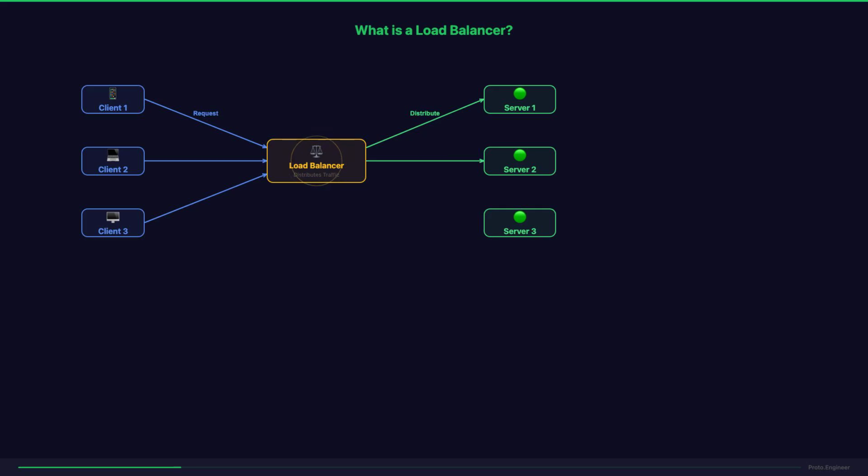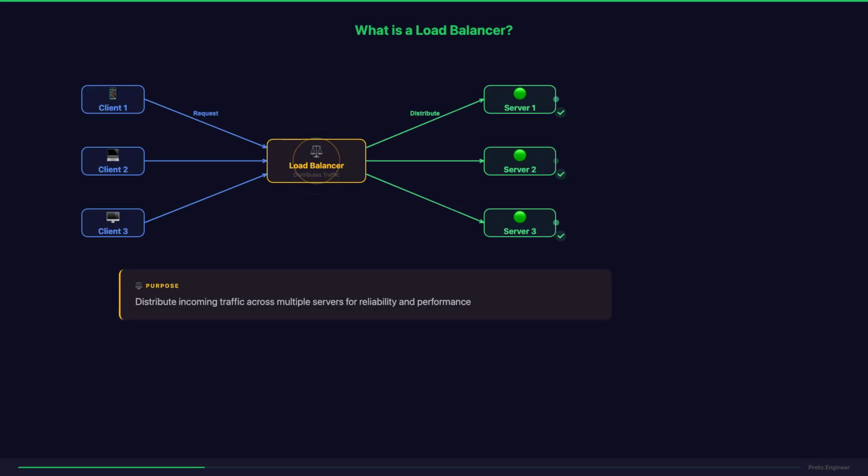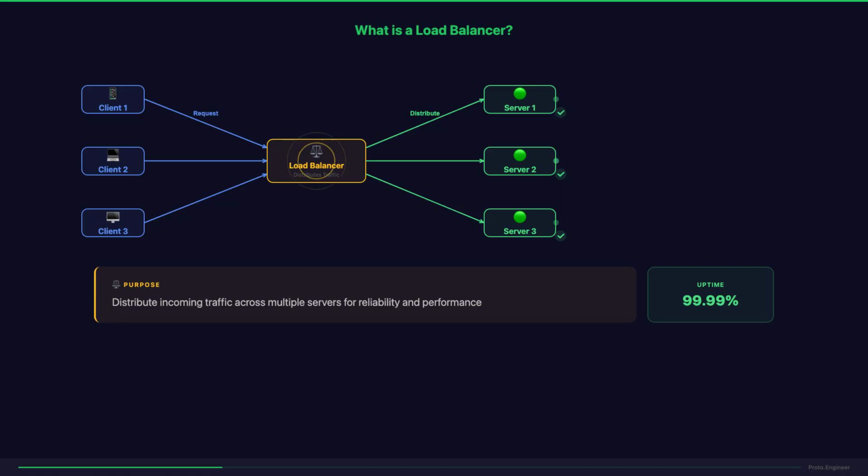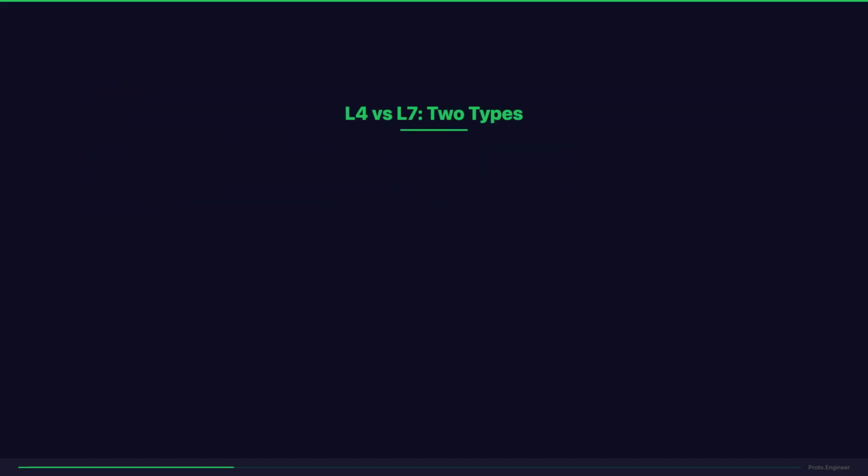L7 operates at the application layer. It can see HTTP headers, URLs, cookies, and even the request body. This makes it much smarter. It can route /API requests to your API servers and /static requests to your CDN. The trade-off is that L7 adds a bit more latency because it has to parse the content.